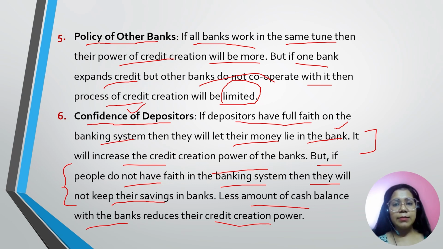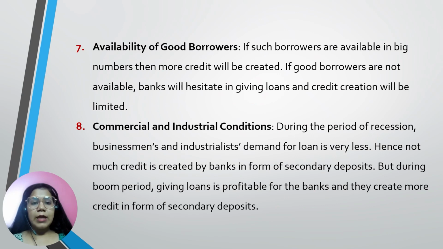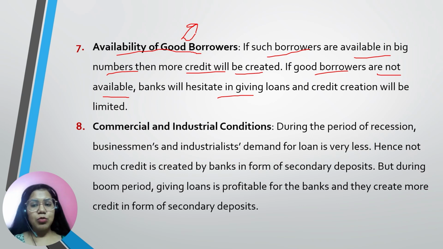So the last 2 points are, the seventh is the availability of good borrowers. See, this also affects the credit creation power of the banks. If such borrowers, that is good borrowers, are available in big numbers, then more credit will be created. What do we mean by good borrowers? Good borrowers are basically those people that return their amount that they have taken as loans timely. So if good borrowers are not available, then banks will hesitate in giving them loans and credit creation will be limited. Then the last is commercial and industrial conditions.